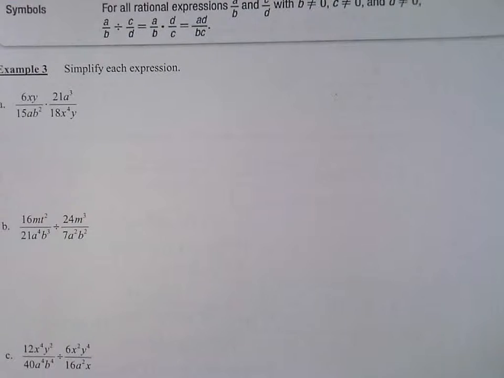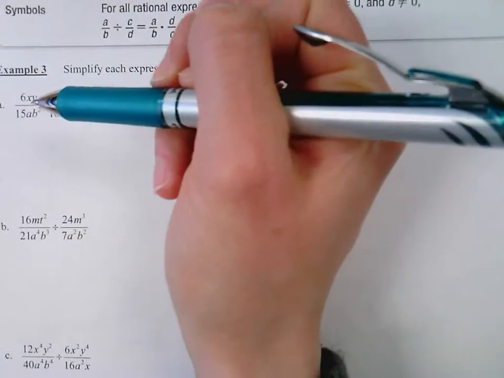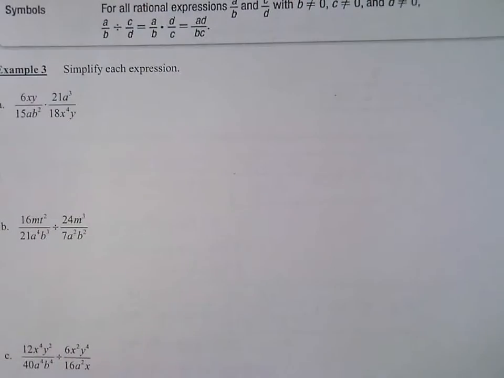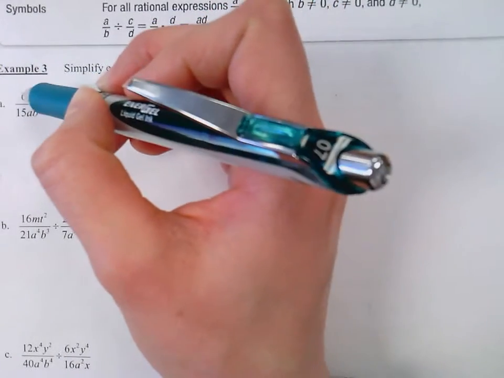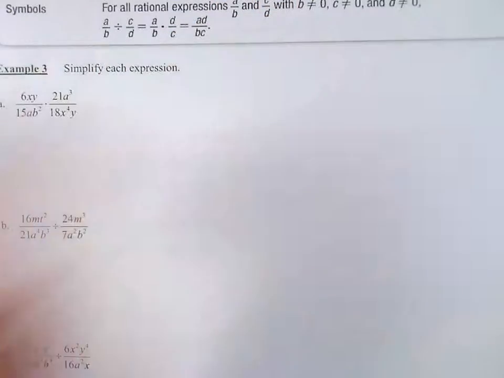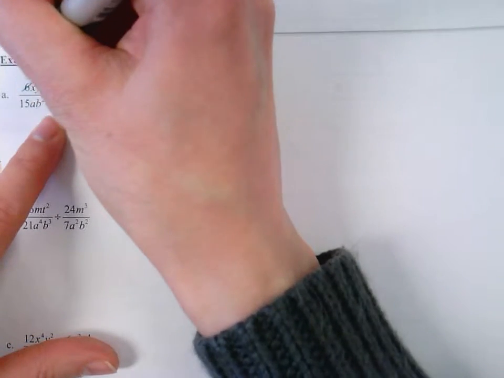So for A, here you have to pay attention if it is multiplication or division. So it's multiplication. What I normally do is I'll look at just the coefficients. So the 6, the 21, the 15, the 18, and I'll cross-simplify the coefficients if I can. You can cross-simplify variables, but I tend to not do that, although it's not wrong if you do. Just be careful with how you do it. So if I look at 6 and 18, I know I can divide those both by 6. So this 6 would be a 1, the 18 would be 3.